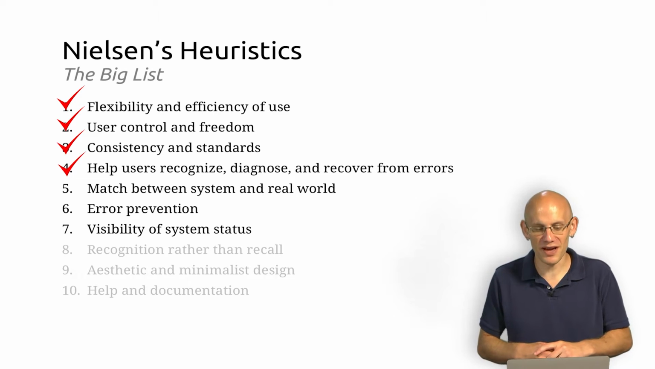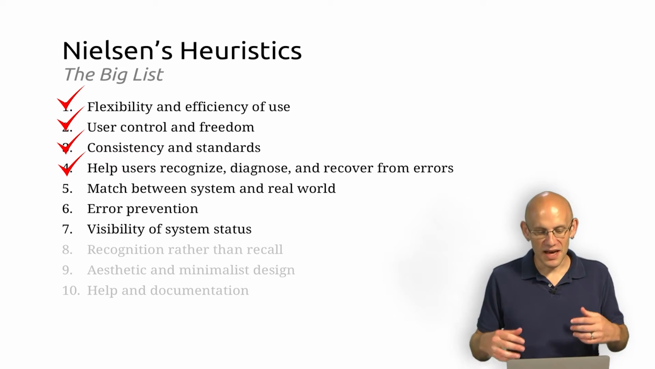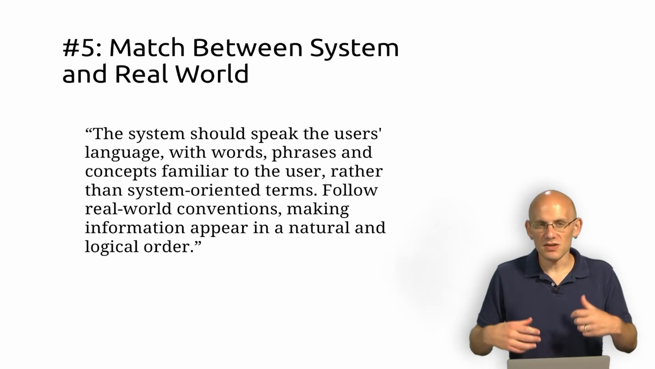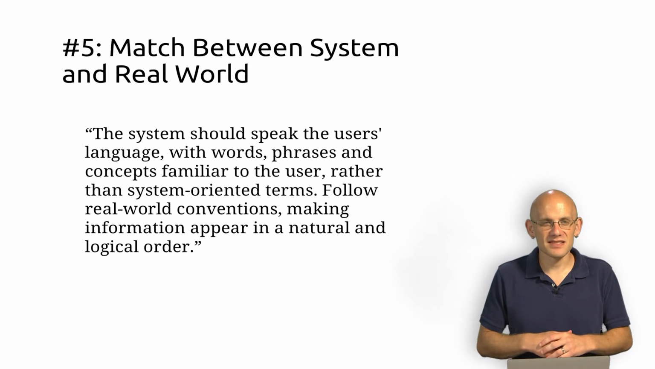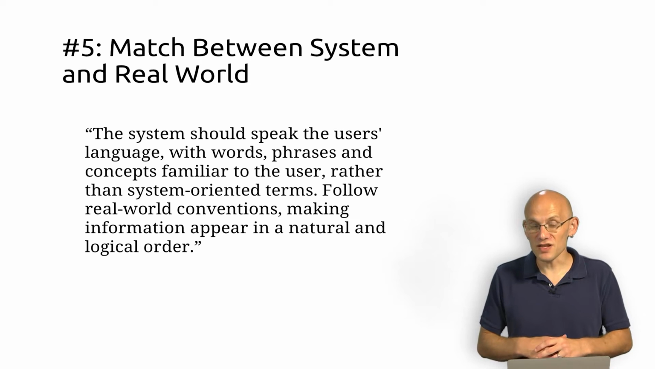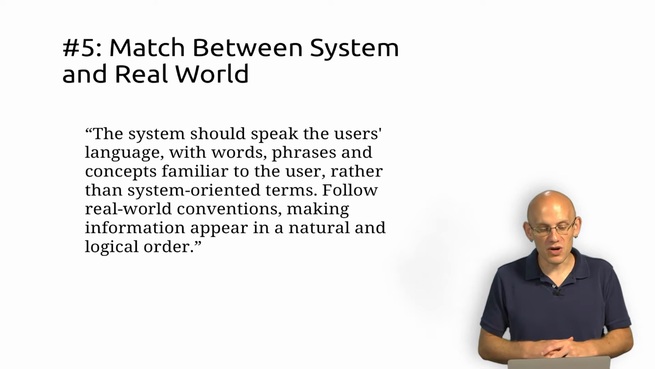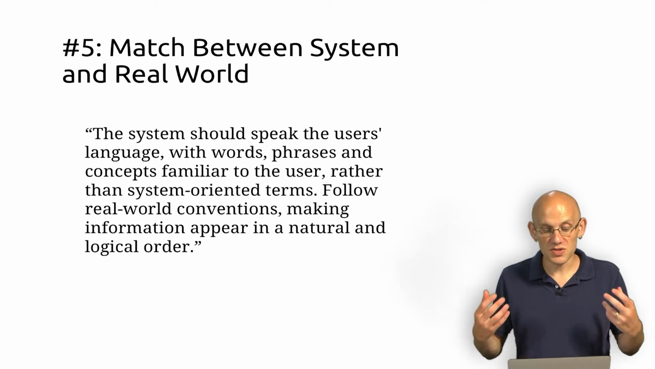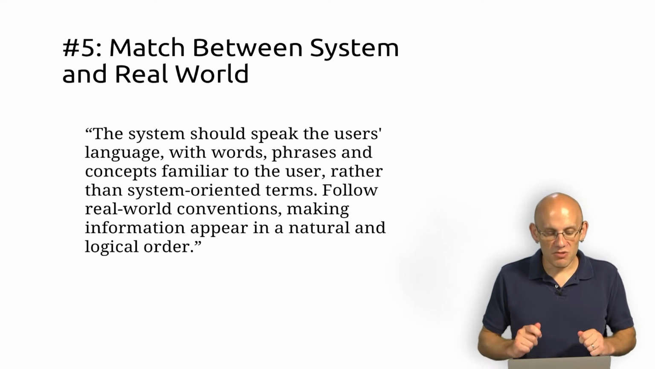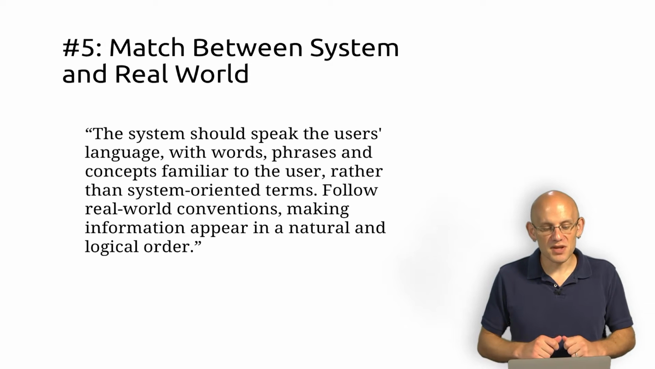So let's jump right in with number 5, which is we want to match between our system and the real world. As you'll recall, each of these heuristics has a definition that captures most of the meaning, and all of these definitions come from Nielsen himself. Nielsen describes this heuristic as: the system should speak the user's language, with words, phrases, and concepts familiar to the user, rather than using system-oriented terms. Follow real-world conventions, making information appear in a natural and logical order.